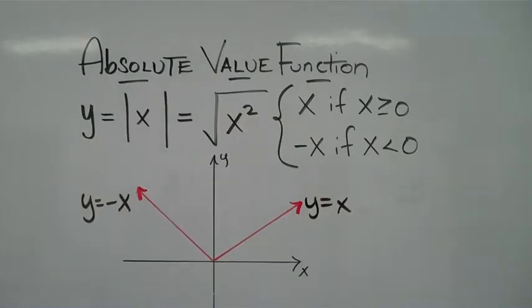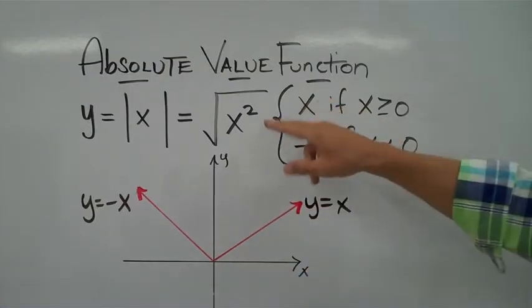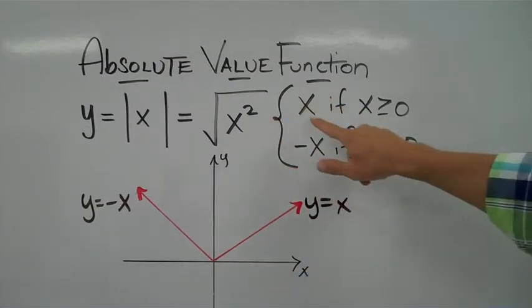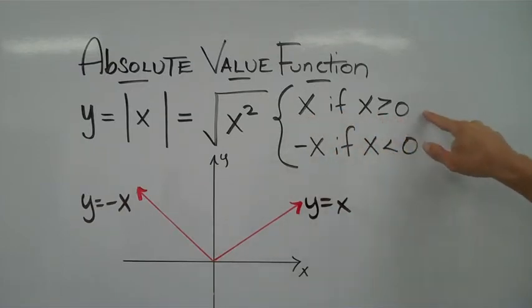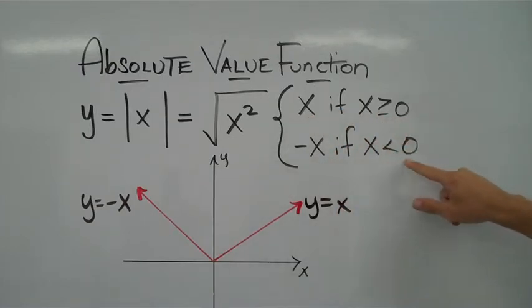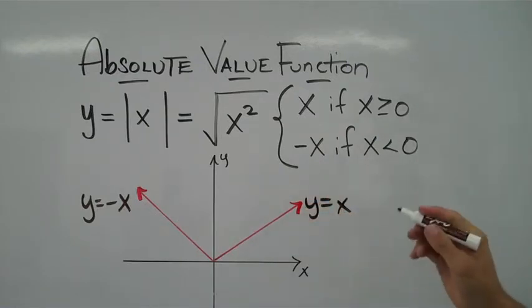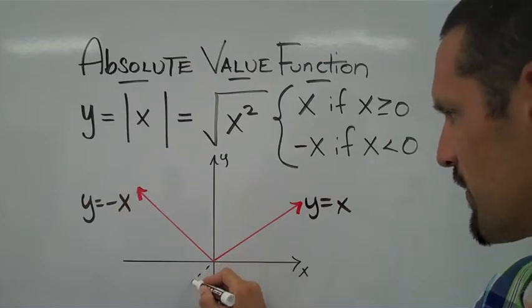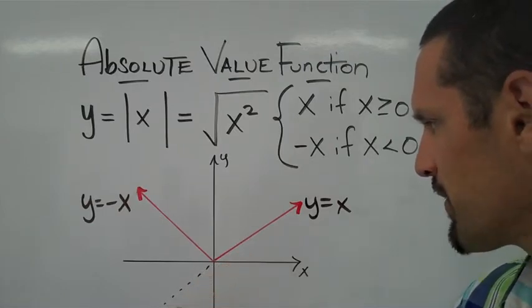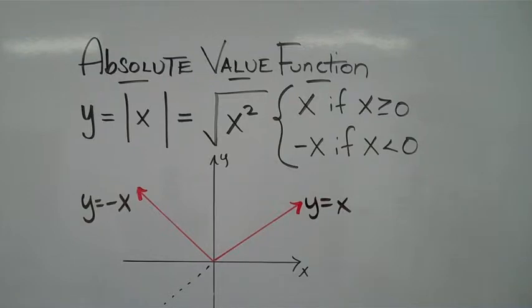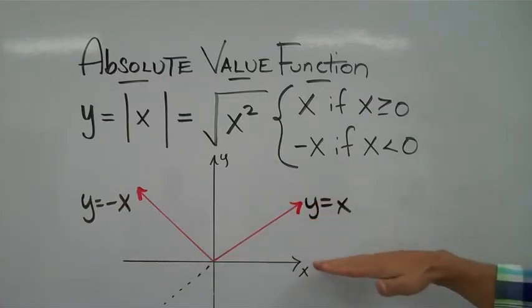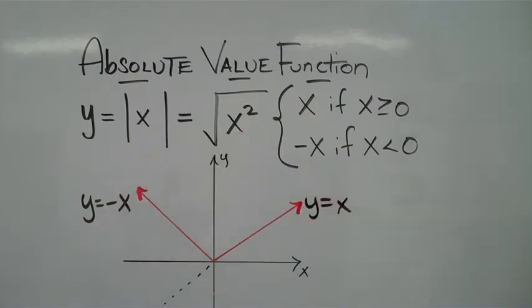The absolute value function, y equals the absolute value of x, is the same as y equals the square root of x squared, which requires us to take x if x is greater than or equal to 0, and negative x if x is less than 0. If it's positive, keep it positive. If it's negative, make it positive by taking the opposite of it. Notice if I'm drawing a graph, if I just draw y equals x and I continue it down like this, the absolute value function will reflect any part of my graph that's below the x-axis above the x-axis.